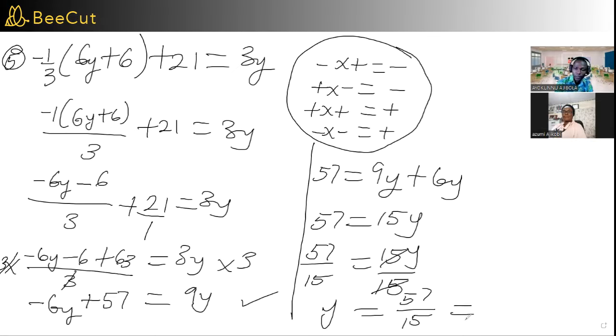Then you say, how many 3 is in 3? How many 3 is in 57? How many 3 is in 15?